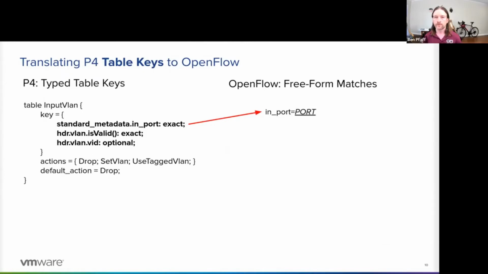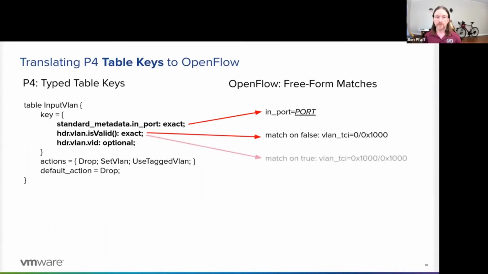The second line is a bit more complicated. This one says that a flow in this table matches on whether the packet has a VLAN header. OfP4 translates this differently based on the value inserted into the table. If a flow in the table says to match on false, meaning to match a packet without a VLAN header, then OfP4 translates this into an equivalent OpenFlow match. If it says to match on true, for a packet that has a VLAN header, then it translates into a different OpenFlow match.